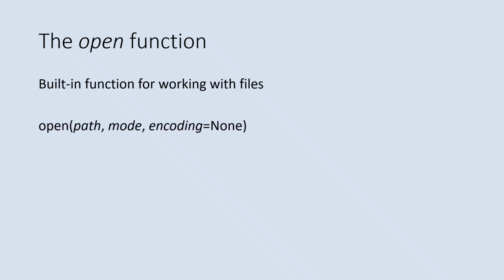So the standard way of dealing with files is a built-in function in Python called the open function. The open function has other parameters as well, but the three primary parameters are a path to the file, the mode that we're going to access the file, and then the encoding of the file. The default is none. Standard encoding is UTF-8.